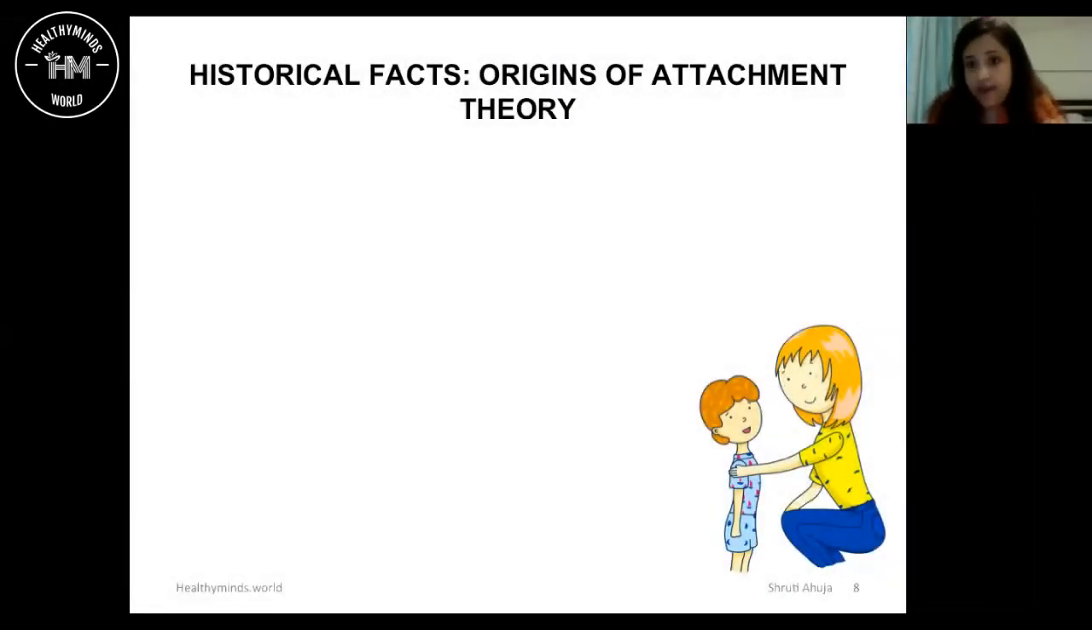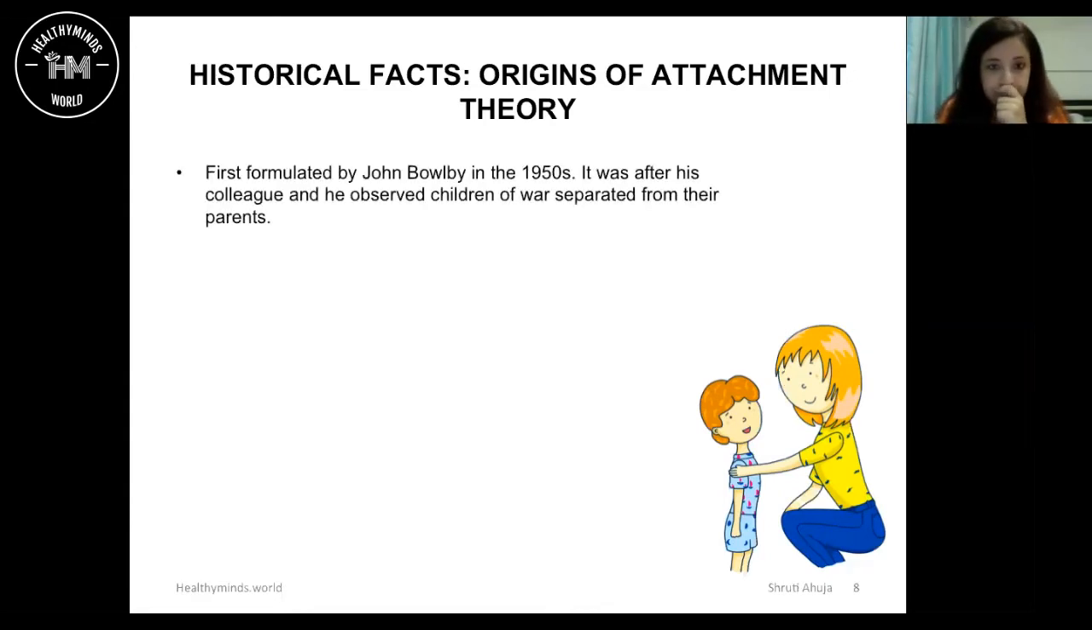Some historical facts now. So the origins of attachment theory, where did it start? Where did it all begin? It was first formulated by somebody called John Bowlby in the 1950s. How Bowlby came about attachment theory was that he used to observe primates.